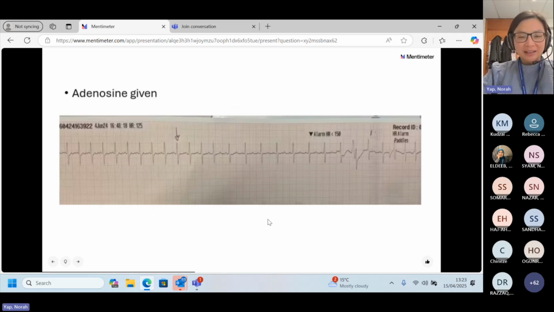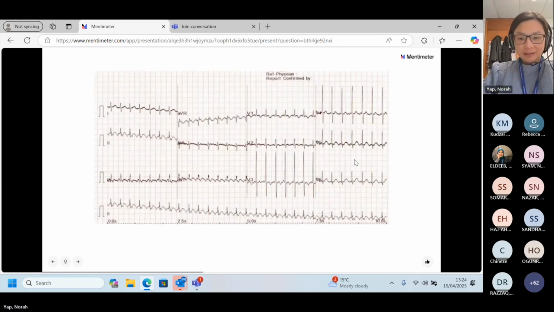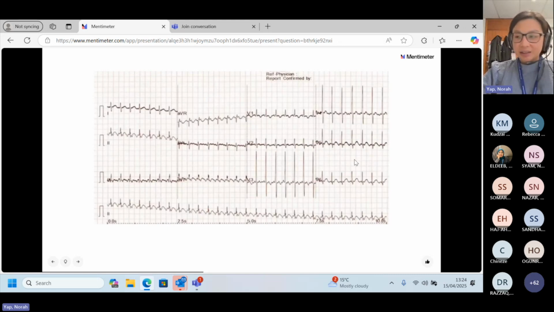Okay, so you gave adenosine, it didn't really work. There's an arrow showing where the adenosine was given. It seems like it's still going on. Okay, so this ECG actually shows atrial flutter. It is very difficult to see sometimes, and you can easily mistake it for sinus tachycardia if you're not very careful.